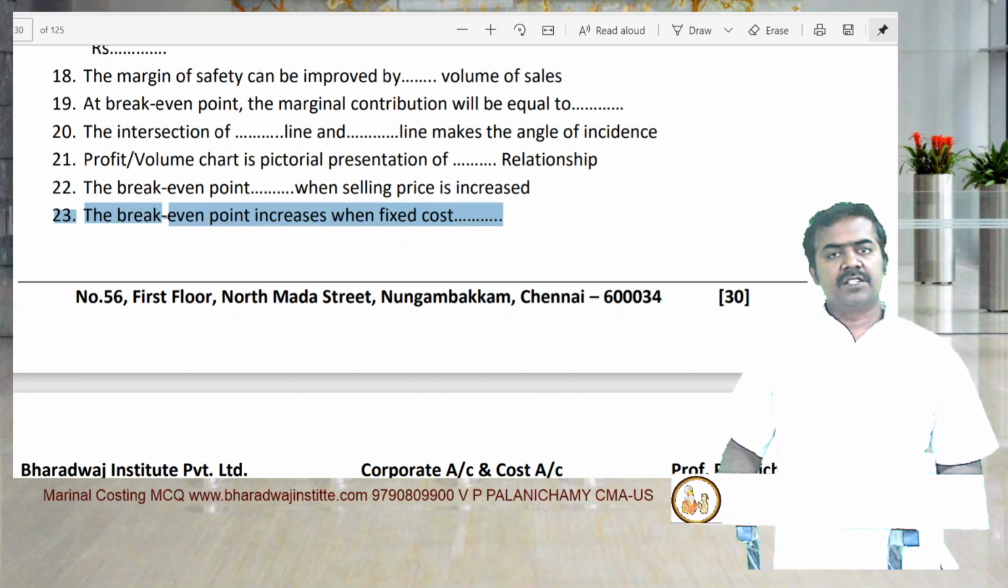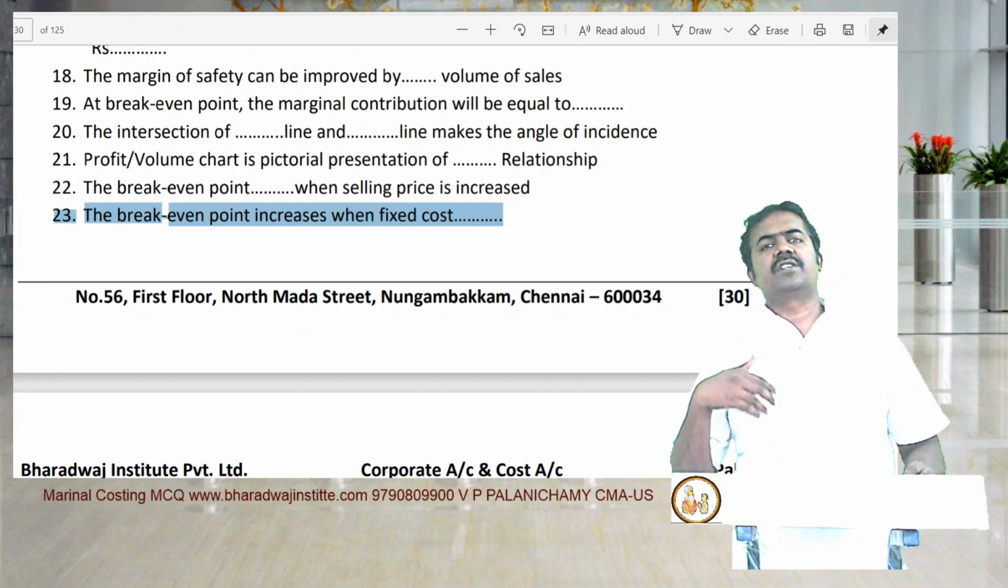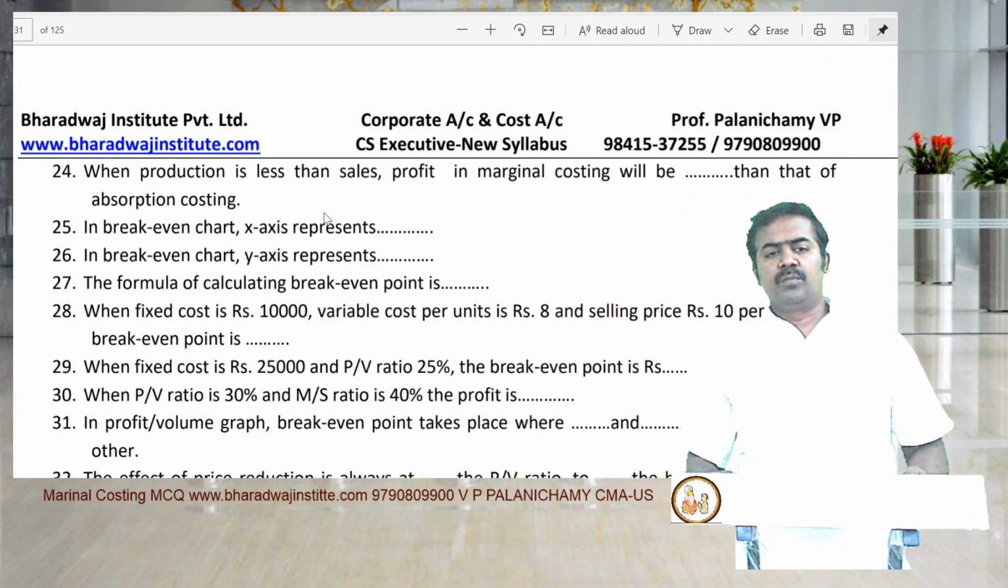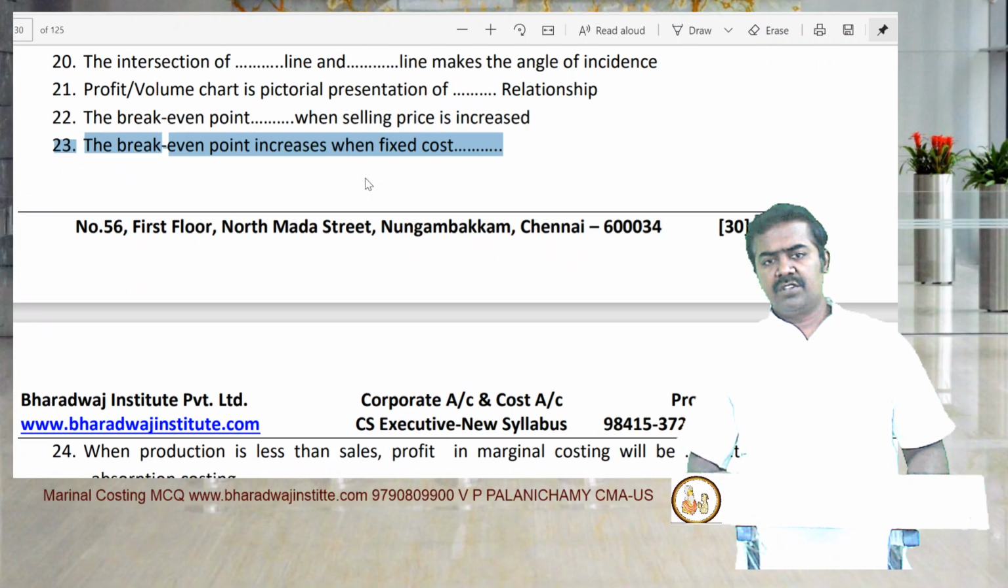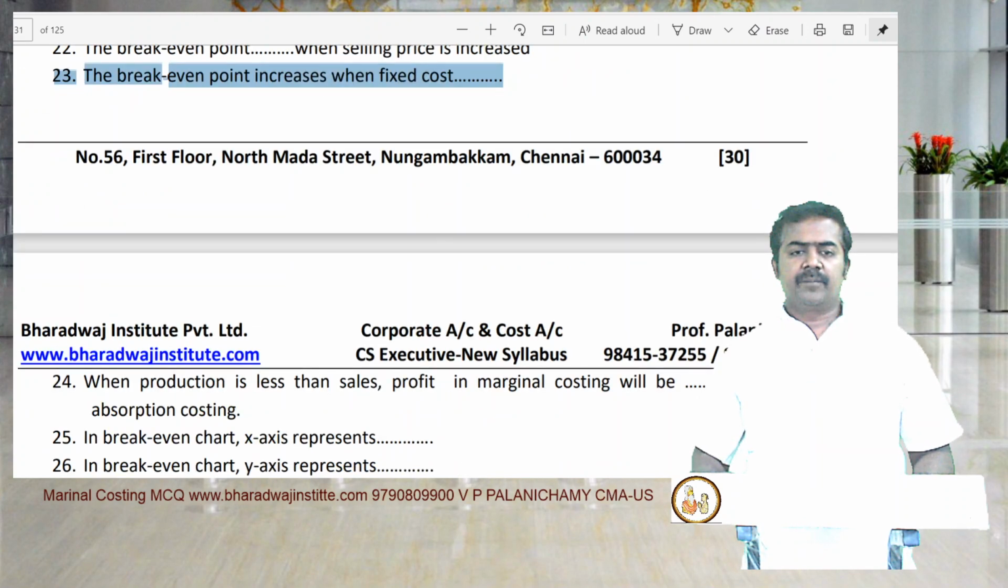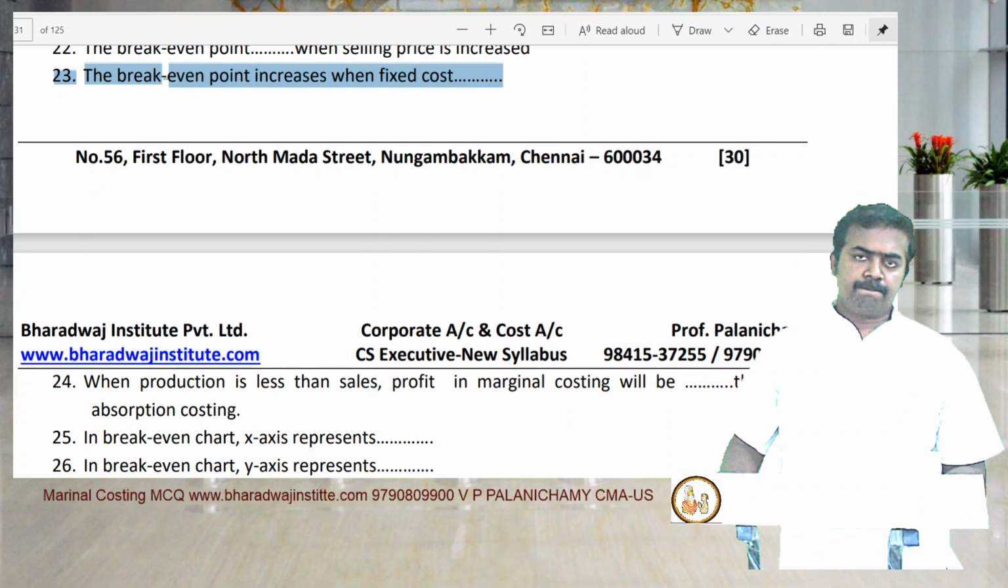Break-even point increases when fixed cost increases. When fixed cost increases, you have to cover up more fixed cost, so more sales will be required. So when fixed cost goes up, break-even point will increase.